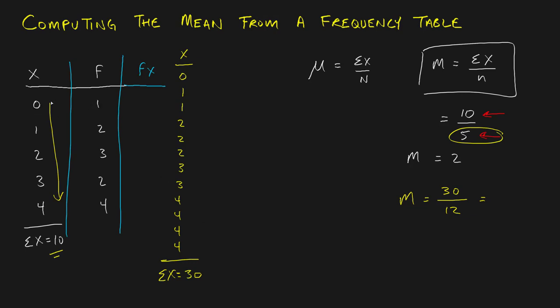1 0, 1 times 0 gives me a total of 0. 2 1s, 2 times 1 gives me a total of 2. 3 2s makes a total of 6. So when I add these guys in, they add a total of 6. And 2 3s again gives me a total of 6. And 4 4s, that gives me a total of 16.